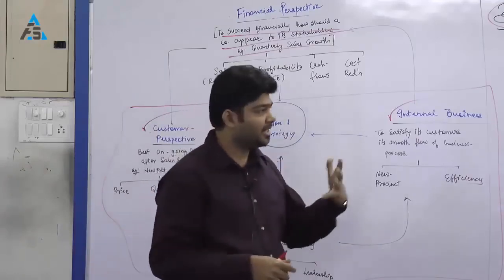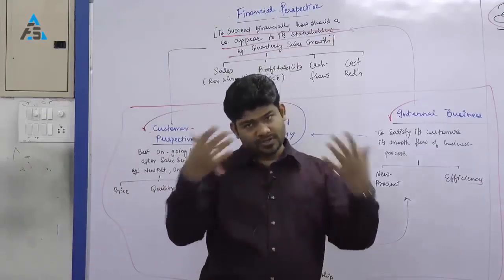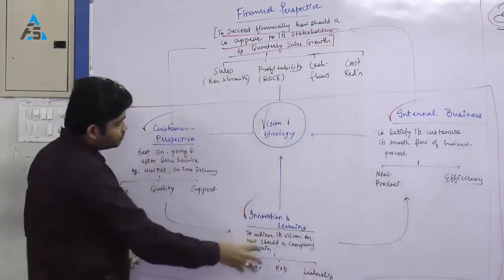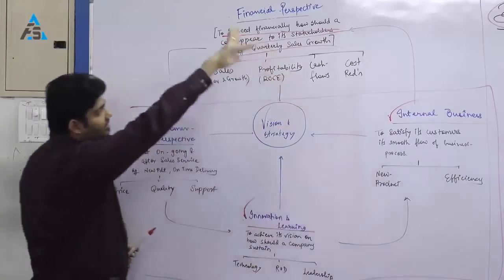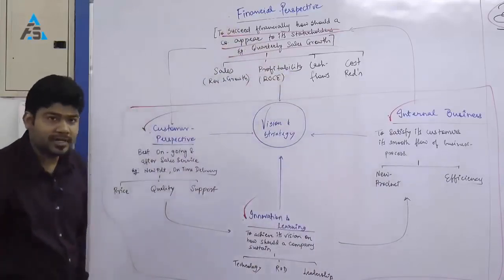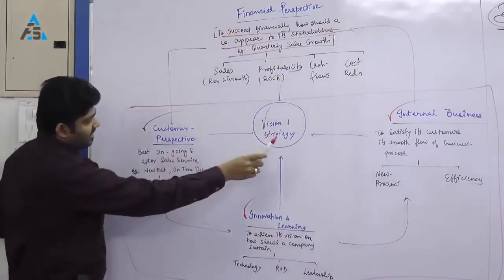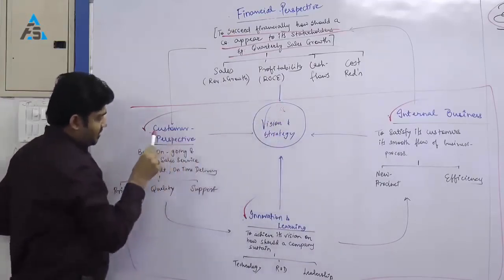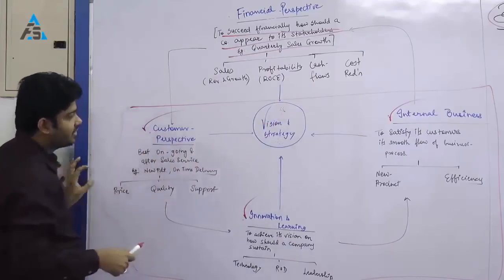What are the notes that I am dictating in the classroom? What are the revision lectures that I am giving after sales? So all of that is 1, 2, 3. And wo hua, tab bhi to mujhe ye mila. Are you understanding? So what is that? So I will have to have a vision and strategy for what? For customer perspective, innovation and learning and internal business perspective.